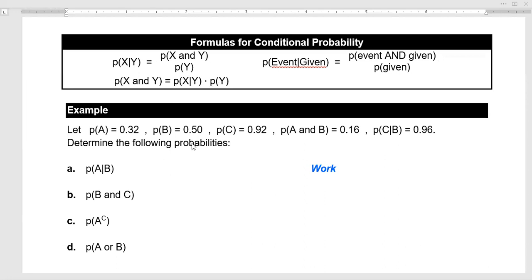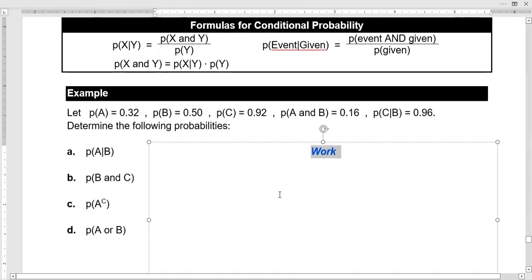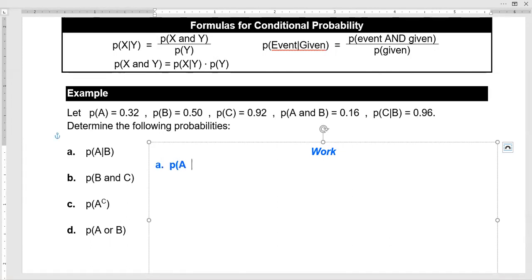Let's go ahead and see these at work in an example. Let me keep my formulas here for reference. We know that the probability of A is 0.32, the probability of B is 1/2, the probability of C is 0.92, the probability of A and B is 0.16, and we have a conditional probability: if I know that B has happened, the probability of C is 0.96. For part A, they want us to find the probability of A given B.